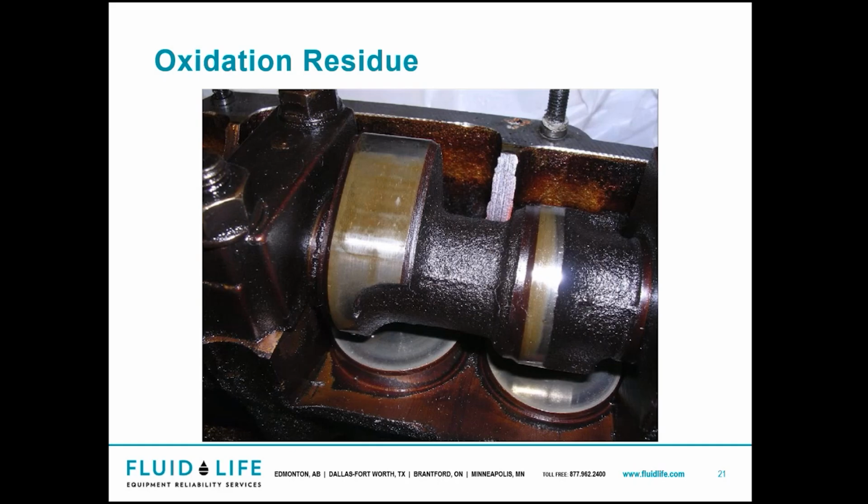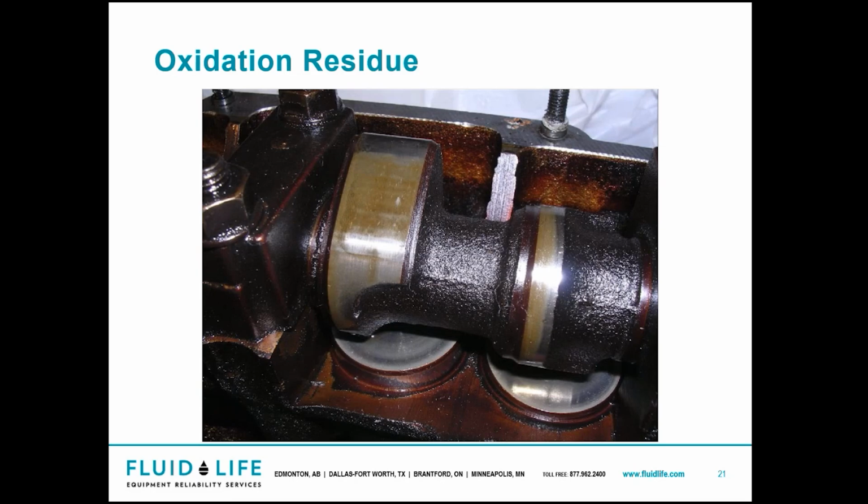Oxidization residue can be dark brown or black, and it's very hard and lustrous, and it's very difficult to remove this. Anyone who's ever worked on an old car or an old piece of equipment, I'm sure you've opened up a piece of equipment and seen this kind of disaster that can occur. And this is just old burnt oil, essentially. That's just the long and short of it.